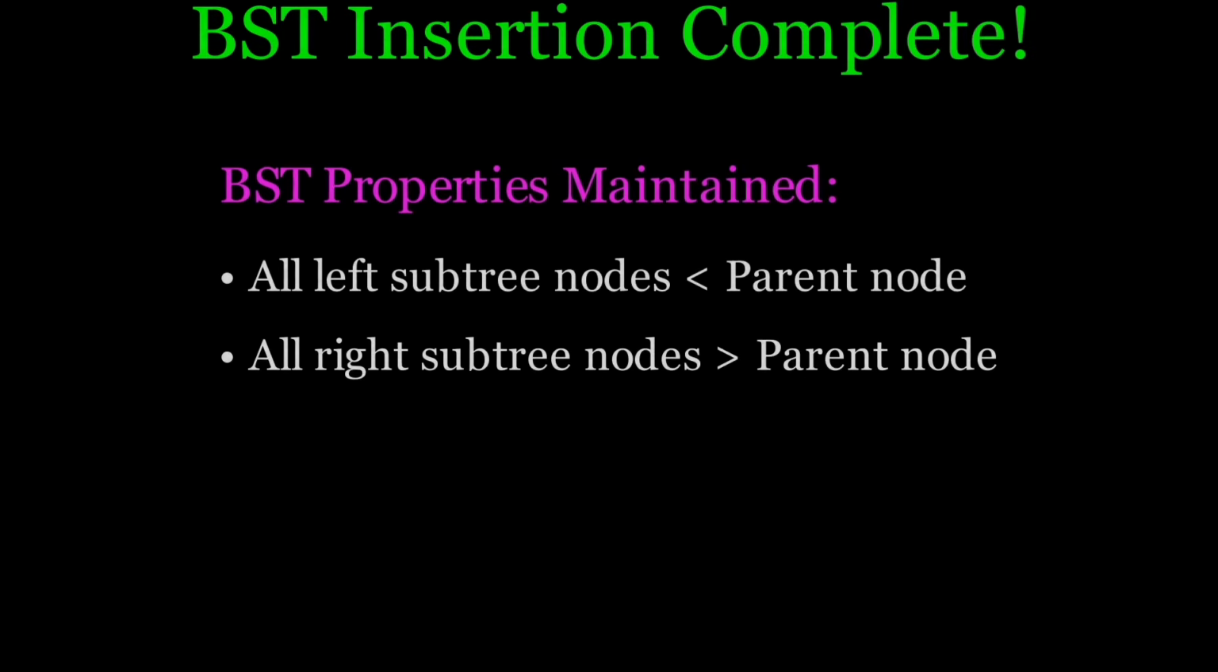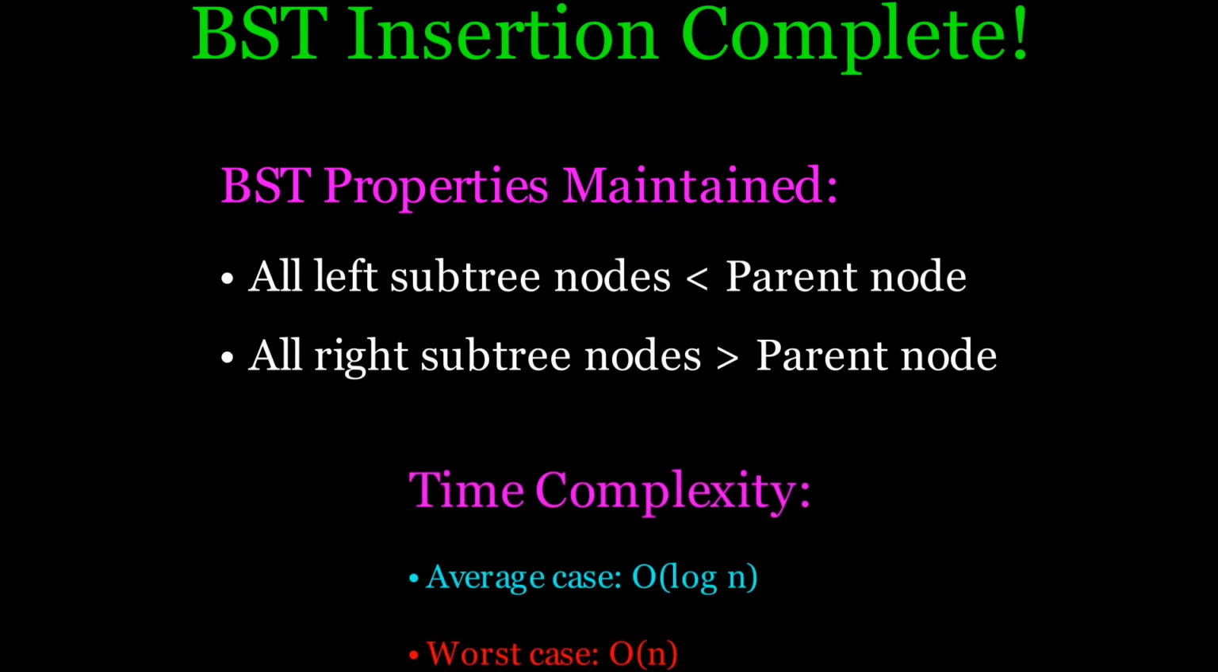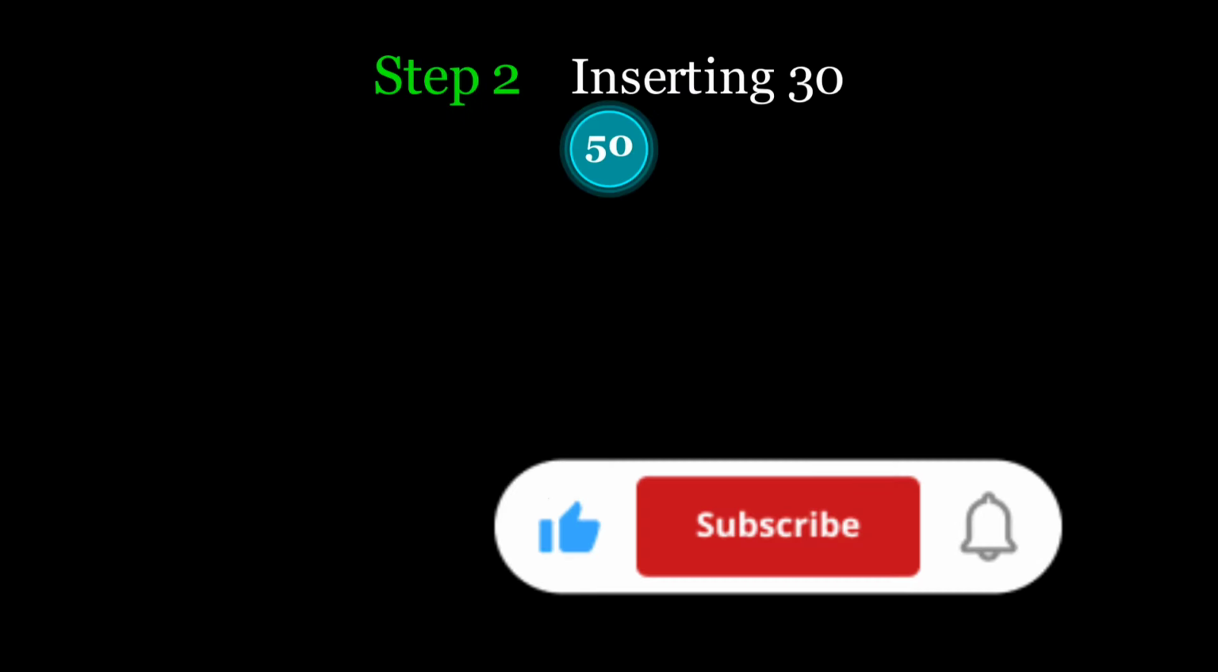Finally, let's recap the key properties of a BST. All left subtree nodes are less than the parent node. All right subtree nodes are greater than the parent node. Average time complexity is in order of log n. The worst case time complexity is order of n. BSTs are incredibly efficient for search, insertion, and deletion operations, especially when balanced. They are widely used in databases, file systems, and more.